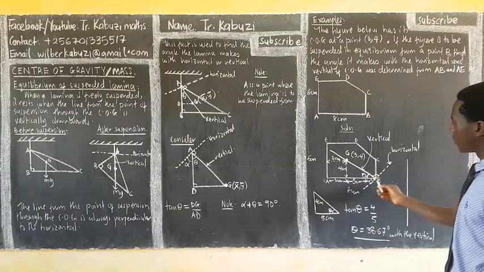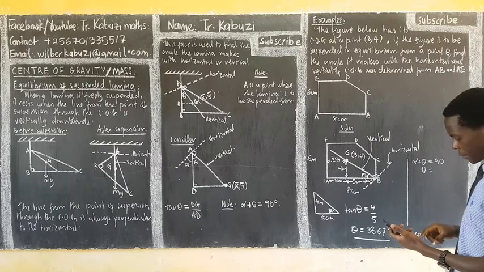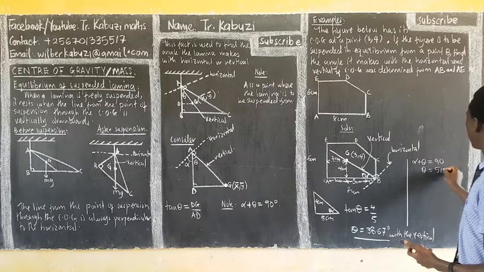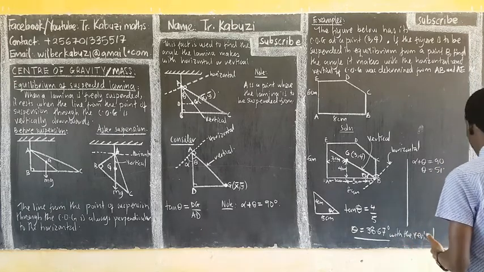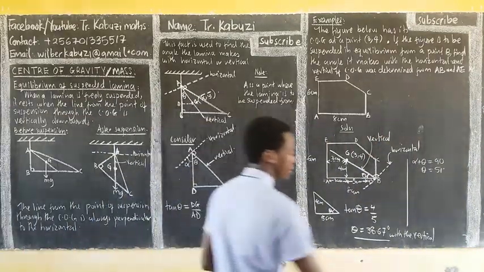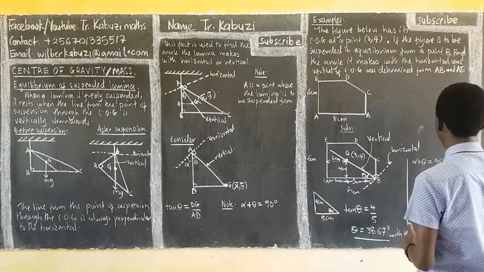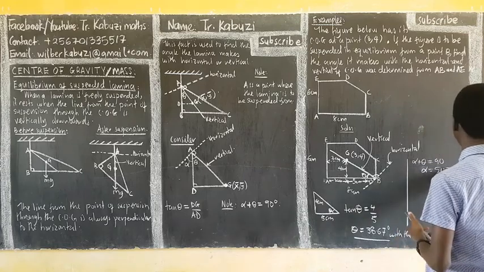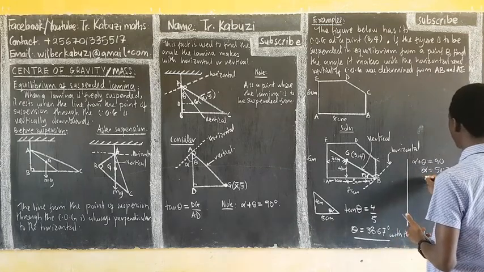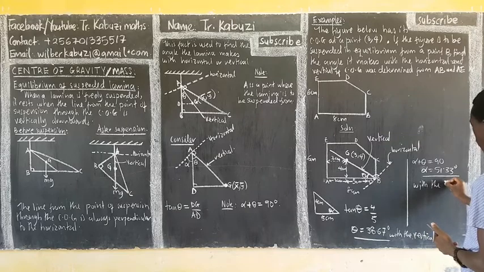Now we get the one that makes an angle with the horizontal. Alpha plus theta is equal to 90, so my alpha is going to be 90 minus theta. So this is my alpha now, because we have theta as 38.67 degrees. So this is the angle now with the horizontal.